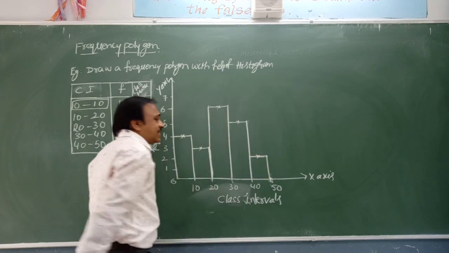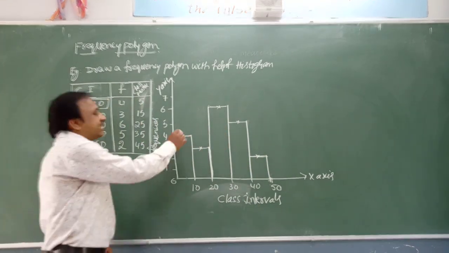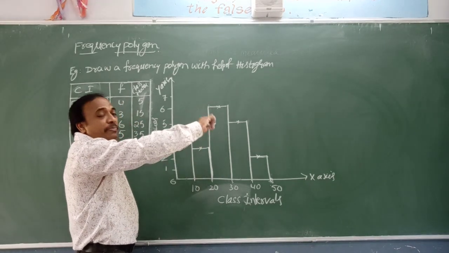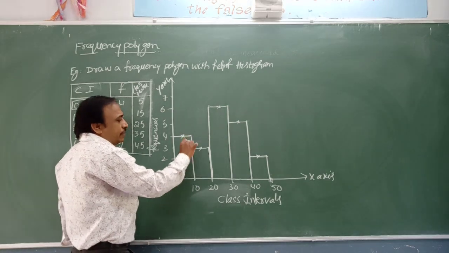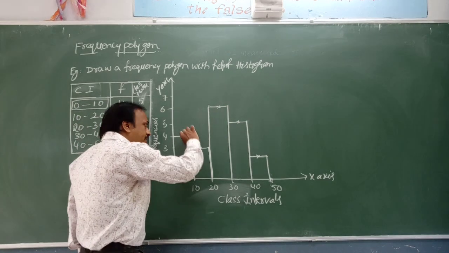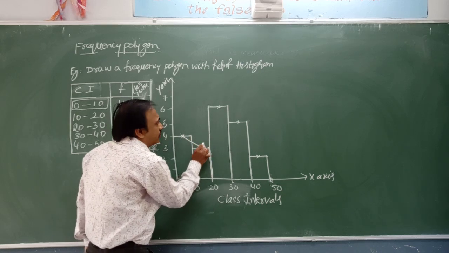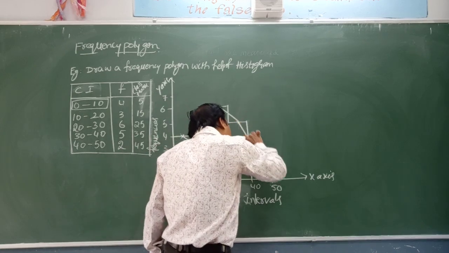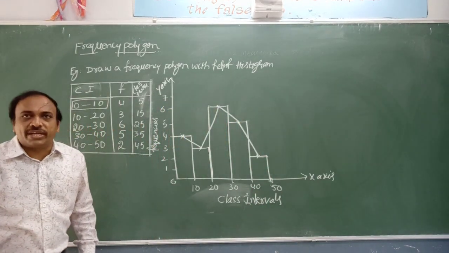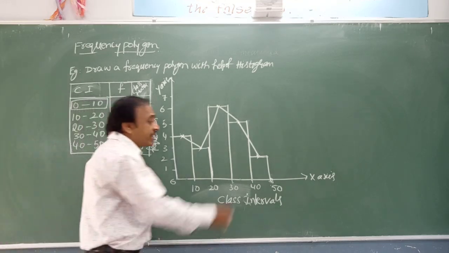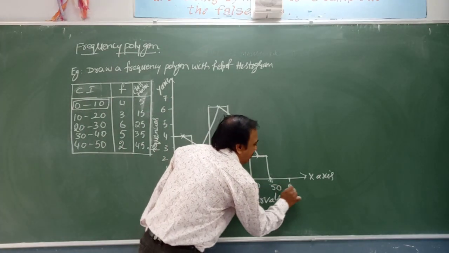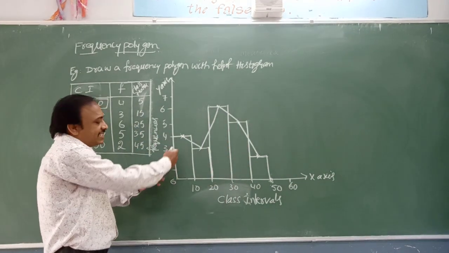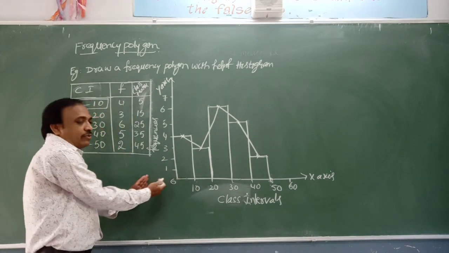Now these points you need to join. Observe: first point to second, second to third, third to fourth, fourth to the last one. Now this is the first point, so you join the first point to this, next this point to this, then again from here to this point. Are you getting a closed figure? No, we are not getting a closed figure. So for that you need to locate another continuous class interval, 50 to 60, and on this side also, we have 0 to 10, but before 0 we don't have any class interval.